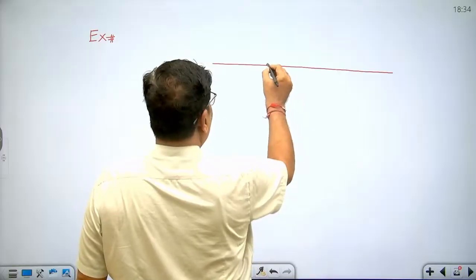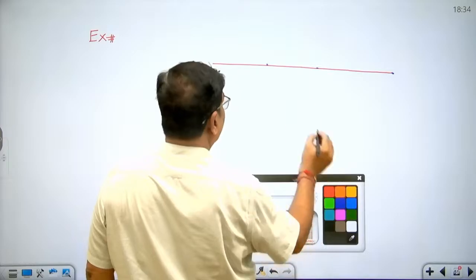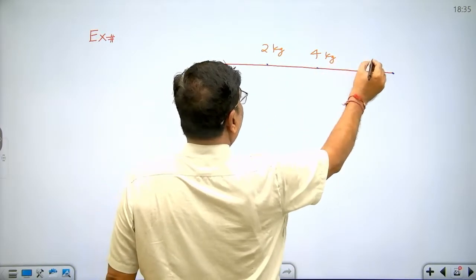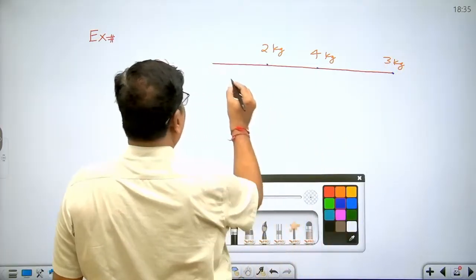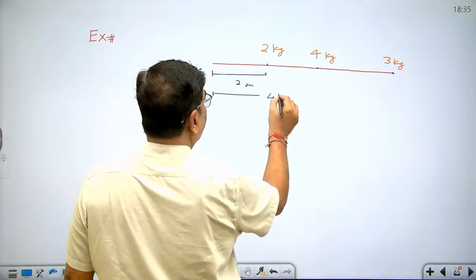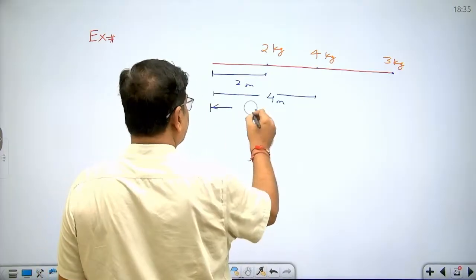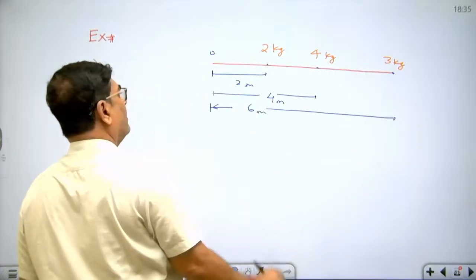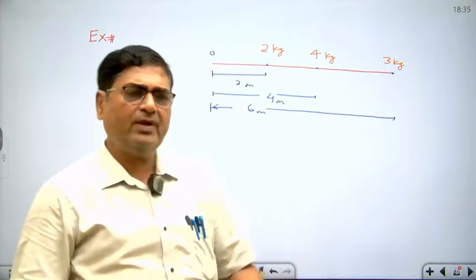Figure shows a point mass distribution system on a straight line. This is 2 kg mass, this is 4 kg mass, and this is 3 kg mass. The 2 kg mass is located at a distance of 2 meter. The 4 kg mass is located at a distance of 4 meter. And the 3 kg mass is located at a distance of 6 meter. From this reference point O, we have to find the position of center of mass, the x coordinate of center of mass. Very simple.